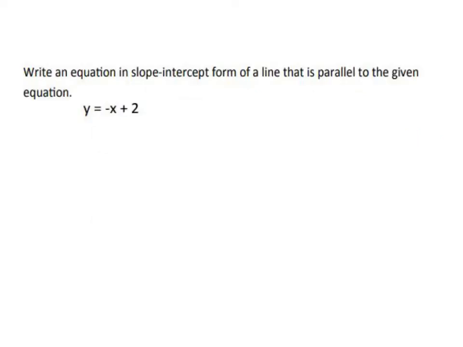So here's our first equation, y equals negative x plus 2. We're going to write an equation in slope-intercept form of a line that is parallel to the one given. So our slope in this case is -1. So really, I can write lots of different equations here that have a slope of -1. So I can write y equals negative x minus 2. That would create a parallel line.